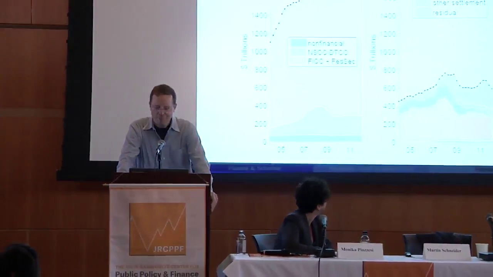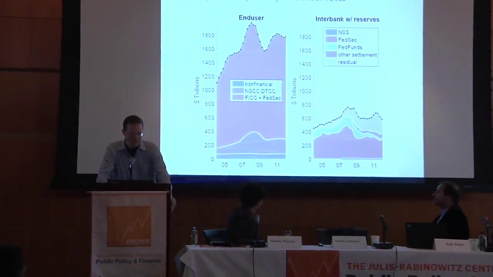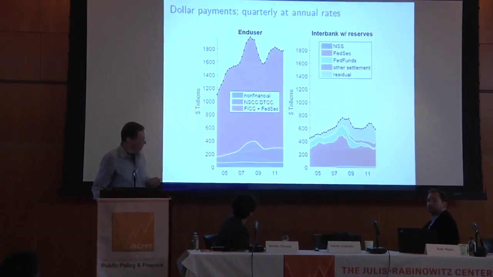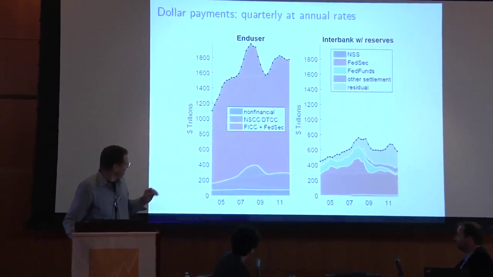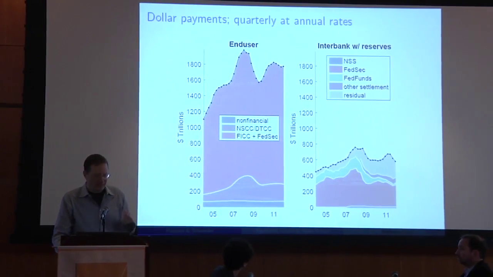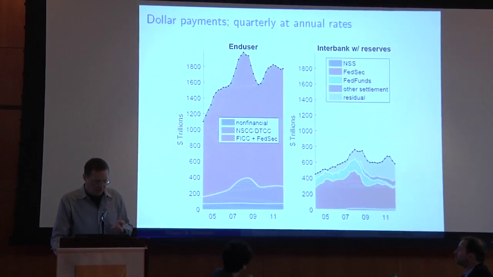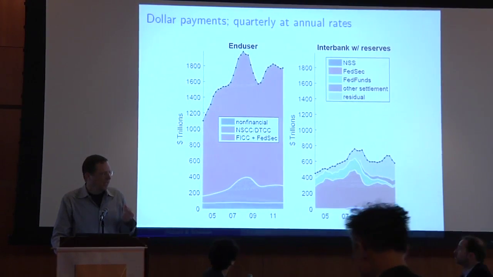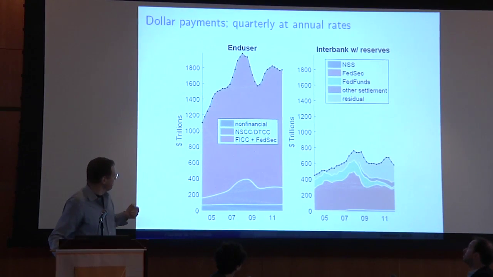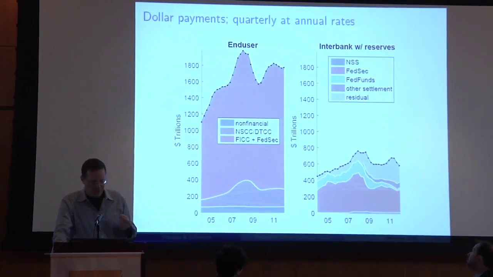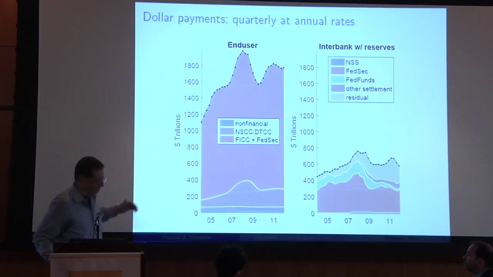And it's motivated by some pictures on dollar payments. So in this figure, the left panel has payments made by what we call end users by making payment instructions to banks. The blue at the bottom has checks and direct debit credit transfers. The brown is transactions in equity, corporate bond, and mutual fund shares that are cleared in US markets. And the red is for treasury and agency bonds. And so you notice the scale is in trillions.